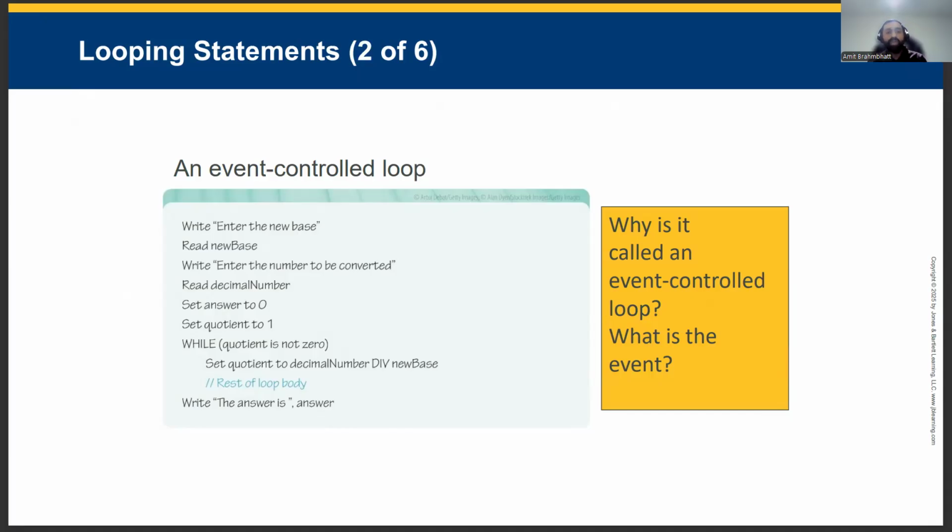Event control loops are powerful because they adapt to conditions determined at runtime, not by a fixed count. They require careful planning to ensure the event will eventually occur and the loop won't run indefinitely. This slide emphasizes how event control loops expand algorithmic flexibility.